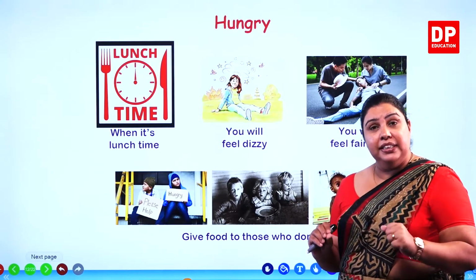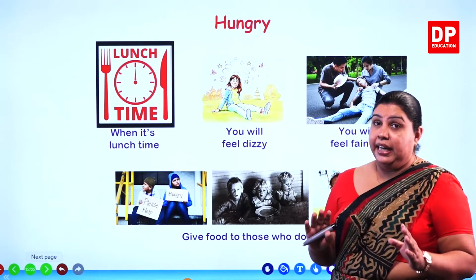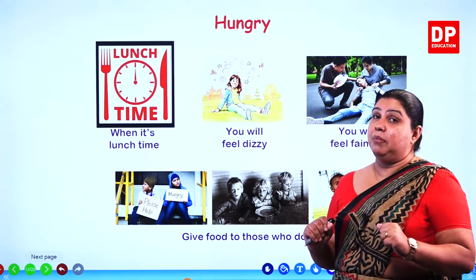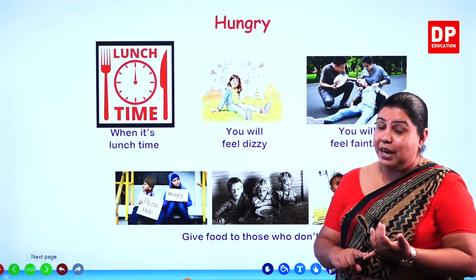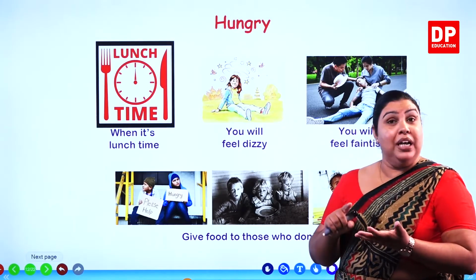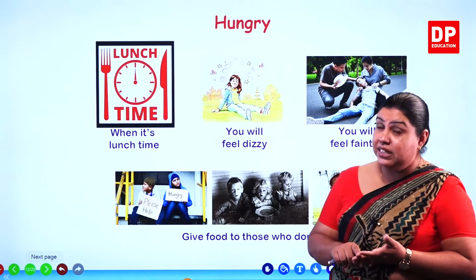Now some of my little girls and boys, they don't eat the food that the mother is making. They don't eat grains. Then you don't like to eat green leaves and vegetables.